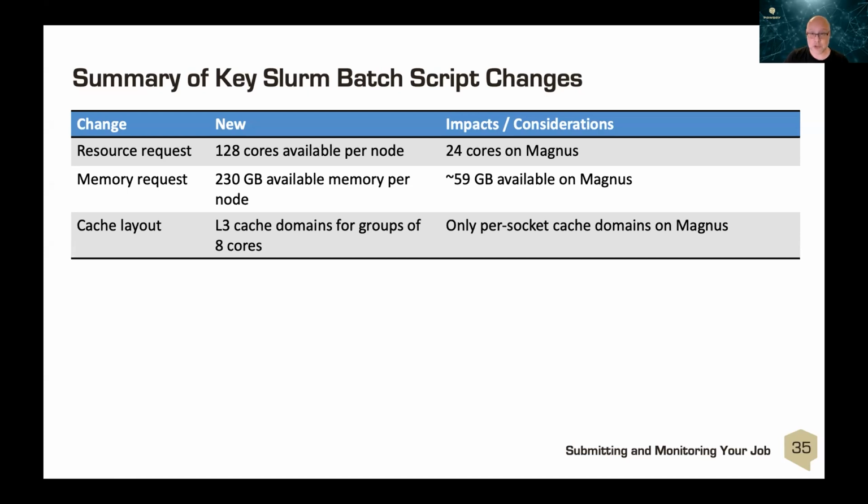In summary, on Setonix, we have 128 cores per node compared to 24 on Magnus. Each node has 230 gigabytes available instead of approximately 60. And in addition, we have shared L3 cache domains for each chiplet of 8 cores, compared with a single cache domain per socket on Magnus.